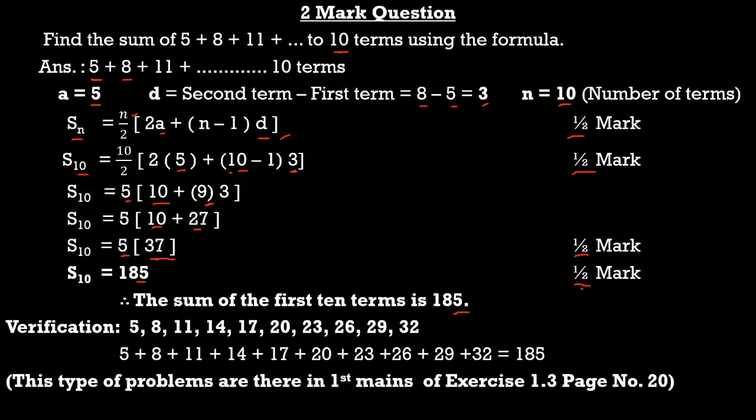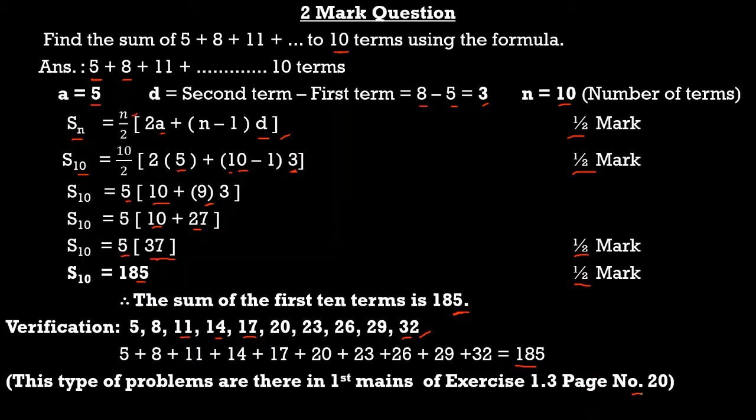If you want to know the sum is correct or not, calculate 10 terms of the given series. Now we have 3 terms. For finding next terms, add common difference to every preceding term. 11 plus 3 is 14. 14 plus 3 is 17, and so on up to 10 terms. After adding all these 10 terms, we will get 185. So our answer is correct. This type of problems are there in first example of exercise 1.3, page number 20 of maths textbook.